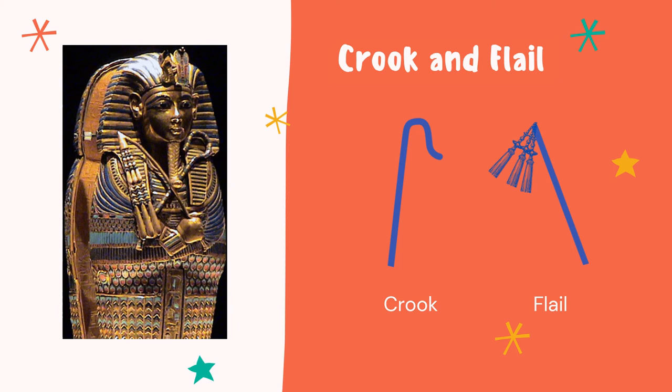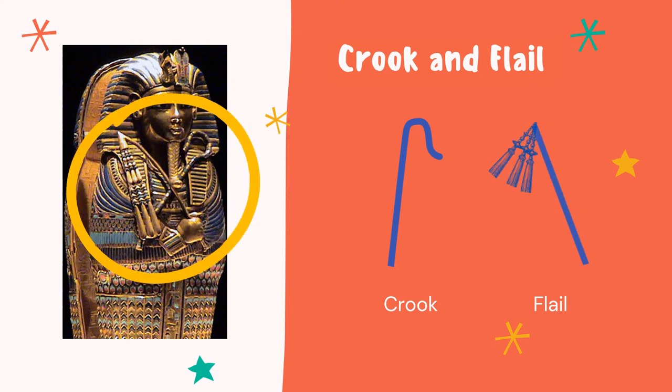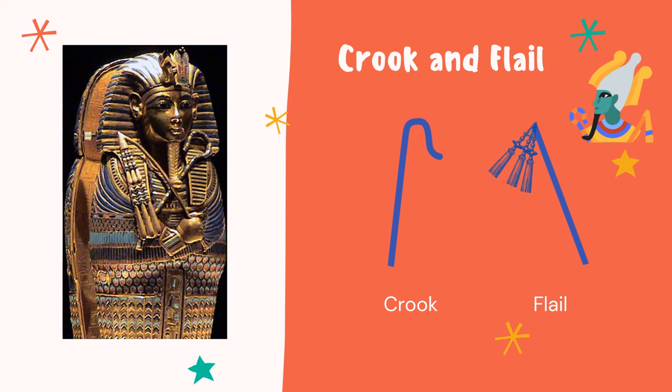And finally, two of the most important symbols of pharaonic power in ancient Egypt were the crook and the flail. Most pharaohs in their statues and other art are shown holding the crook and flail across their chests to show leadership and power. The crook looks like the staff a shepherd or sheep herder would use to herd their animals. Just as the shepherd takes care of his sheep, the pharaoh in his power kept the people safe and it was his duty to protect them. The flail represented the pharaoh's power and connection to the gods, especially the god Osiris, the god of the dead, and the afterlife.